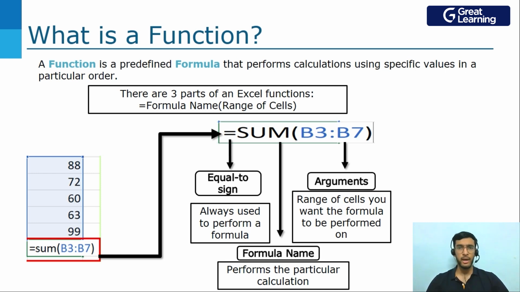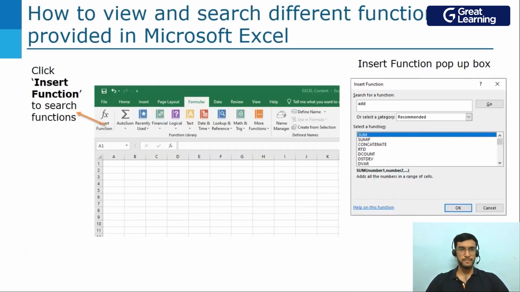Both function and formula are correlated to each other because a function is a predefined formula which is provided by Microsoft Excel. Now, talking about functions, there are three parts of an Excel function, that is, equal to sign, formula name, and arguments. The equal to sign should be self-explanatory now. The formula name is the name of the formula that performs particular calculations. Arguments is none other than the range of cells you want the formula to be performed on.